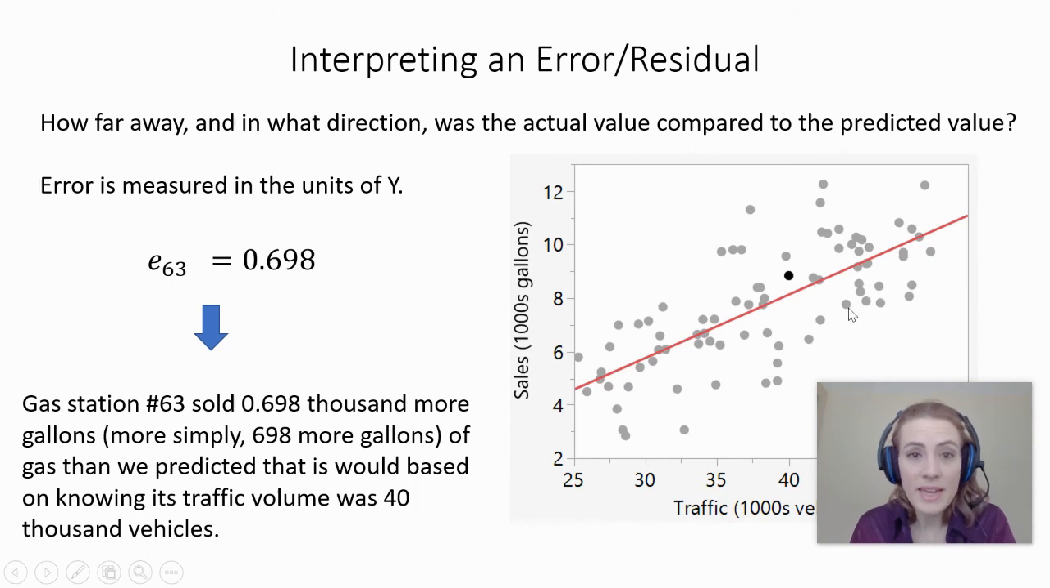Now, if you had a negative residual, that would be represented by one of these points that's below the regression line. So in that case, these gas stations down here underperformed. They did not sell as much as we would have expected based on their traffic.